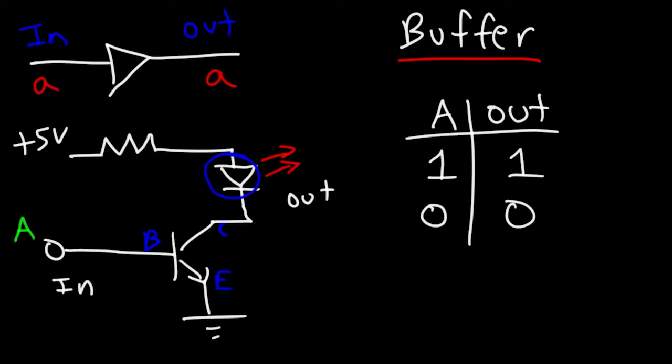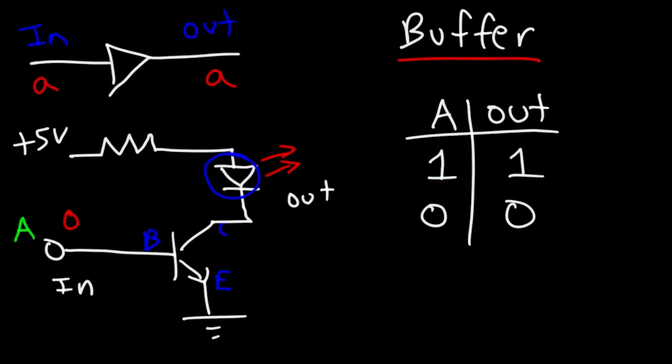What's going to happen if we apply a voltage to point A? So if the input is in an on state, will the LED be on or off? Well, once you apply a voltage to the base, the transistor will turn on. Current will flow from the collector to the emitter. Therefore, the LED will be in an on state. So this corresponds to a 1 for the input and the output.